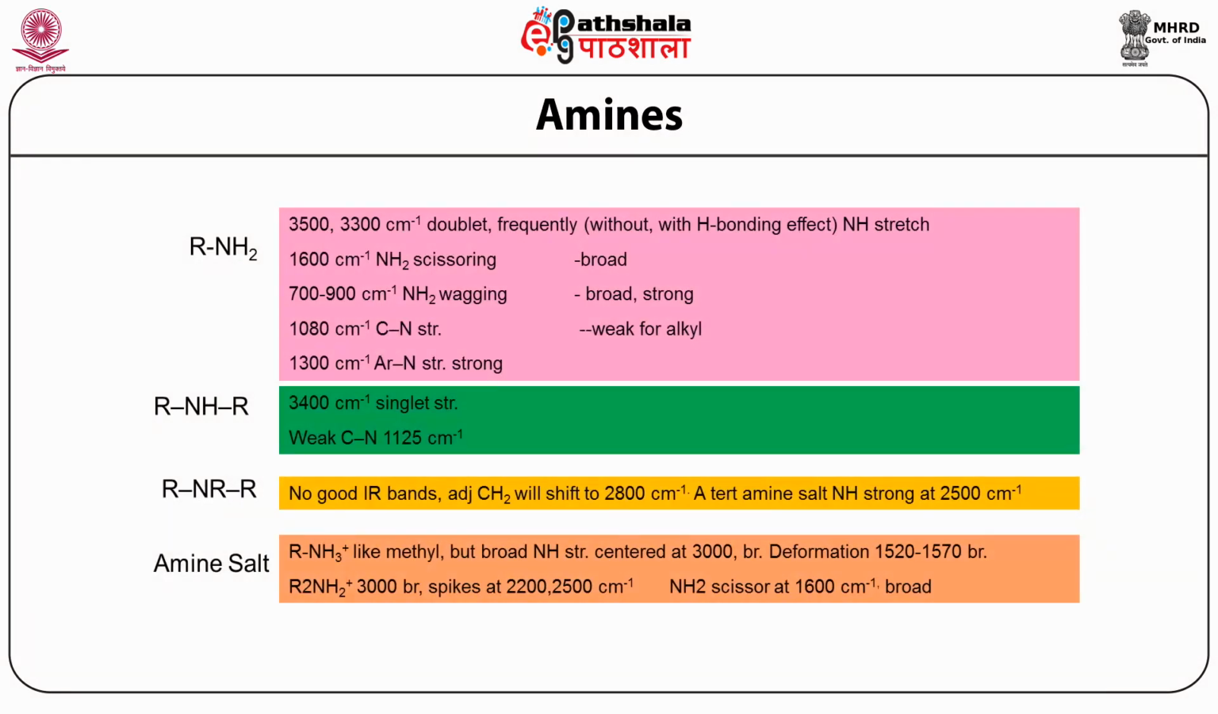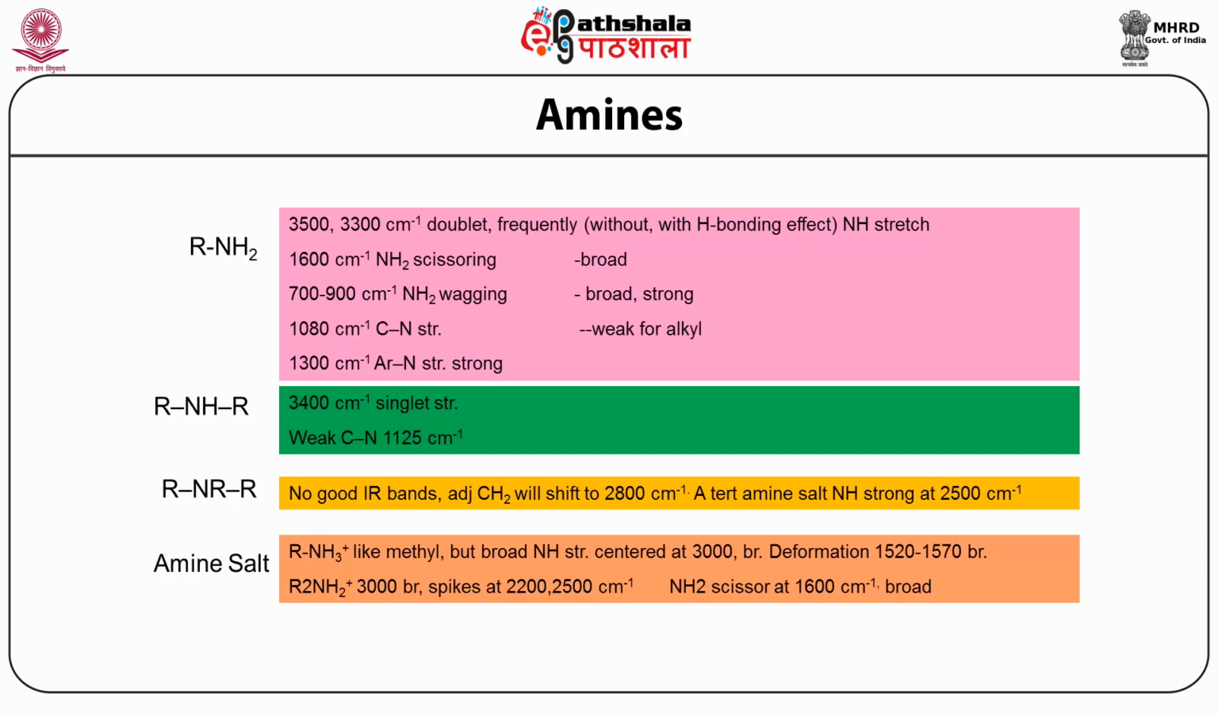We discuss the IR spectrum of amines. Amines are of different types, for example primary, secondary and tertiary amine. For the primary amine you get peaks at a frequency of 3500 and 3300 per centimeter as a doublet, at frequencies without hydrogen bonding affecting the NH stretching. At 1600 per centimeter you get the NH scissoring, and a broad band at 700 to 900 from NH2 wagging, which is broad and strong. The 1080 per centimeter carbon-nitrogen stretch is weak for alkyl, and at 1300 per centimeter the aromatic carbon-nitrogen bond is strong.